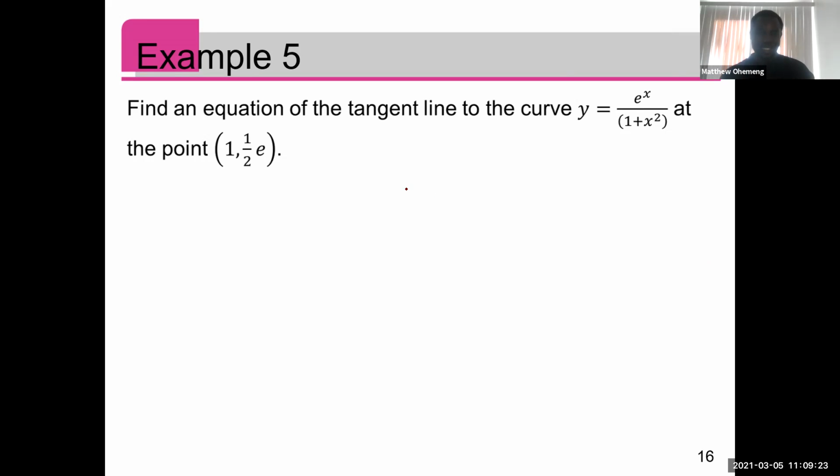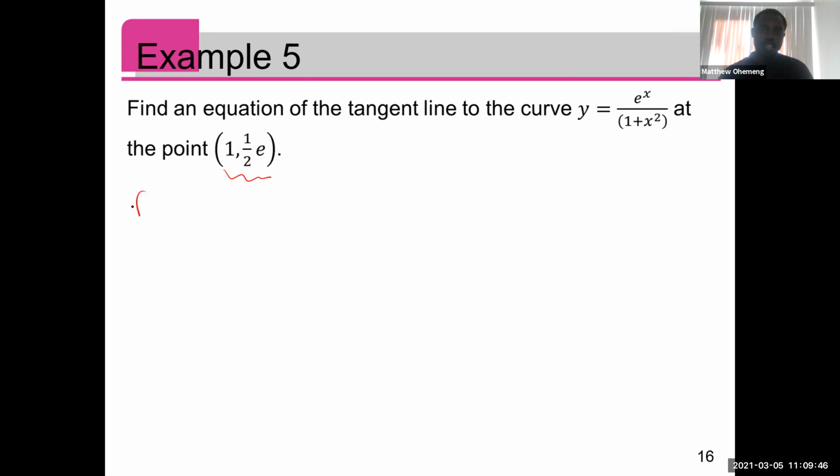Okay, cool. So now we are here, right? So let's try and figure this out. This one says find an equation of the tangent line to the curve y equal to this at the point 1, 1/2 e. To get the equation of any tangent line, you need two things: a slope and a point on the line. This is the point on the line that is given. So all that we have to do is find the slope.